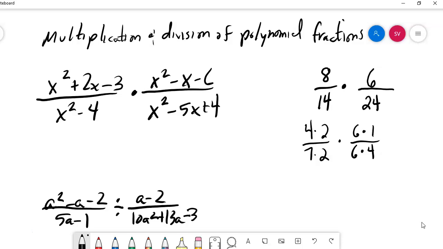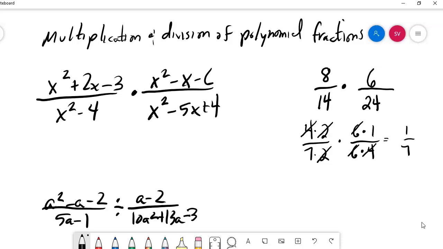So here's some examples. I have a 2 here and a 2 vertical from it. I have a 6 here and a 6 vertical from it. Now I have a 4 that I could cross cancel with this 4. There's nothing else that we could cancel, so we're left with 1 over 7.